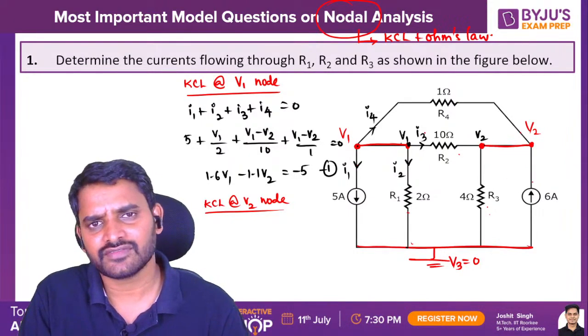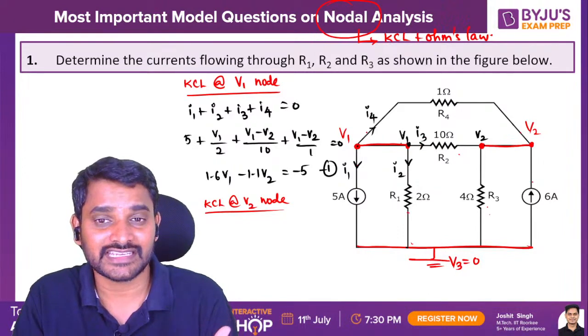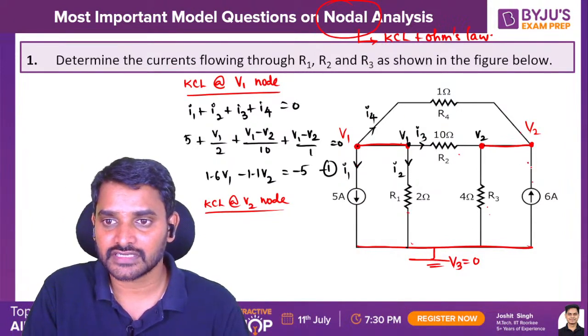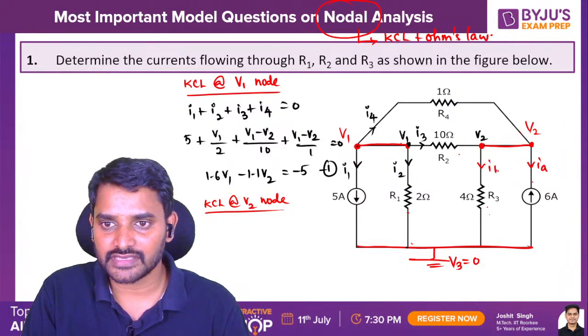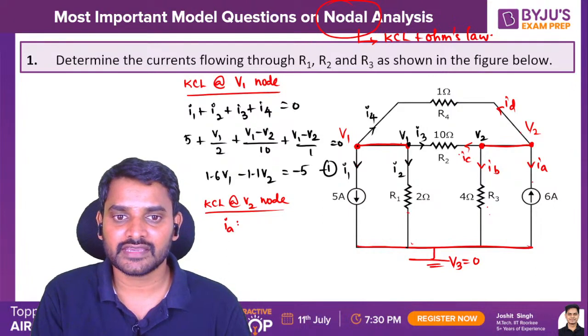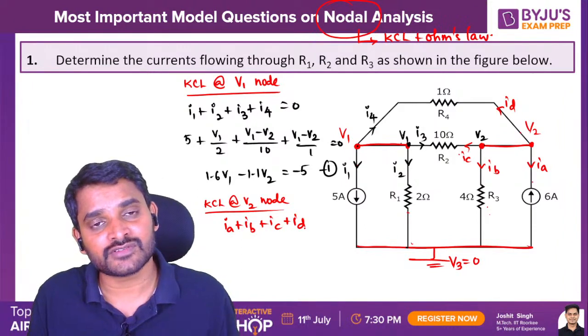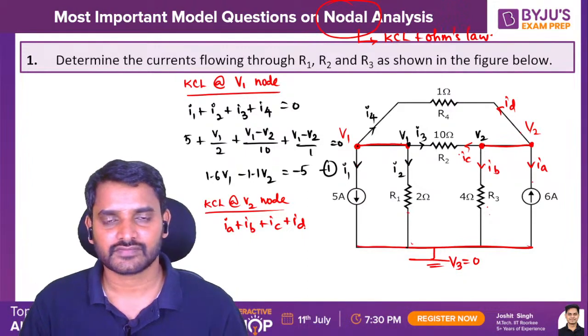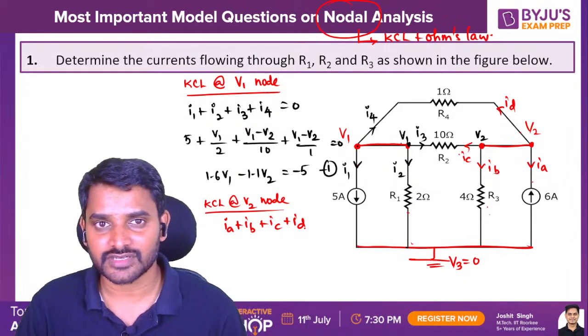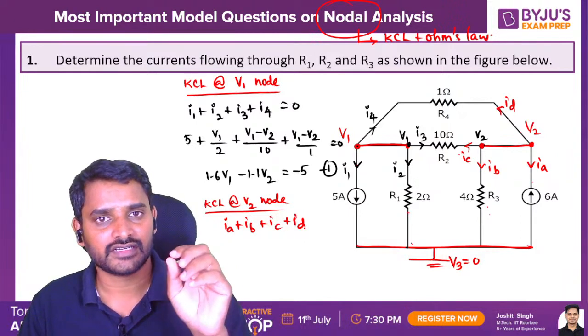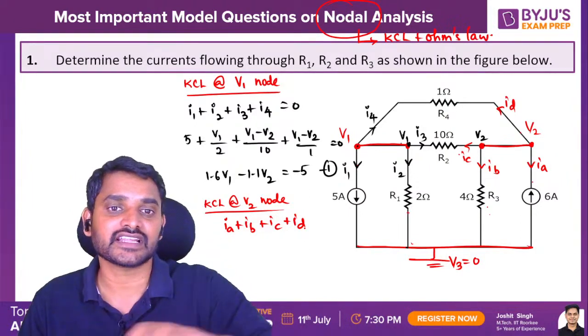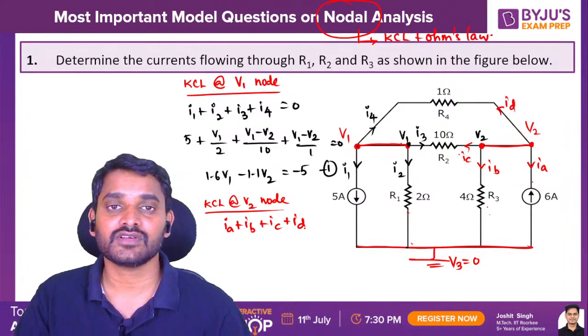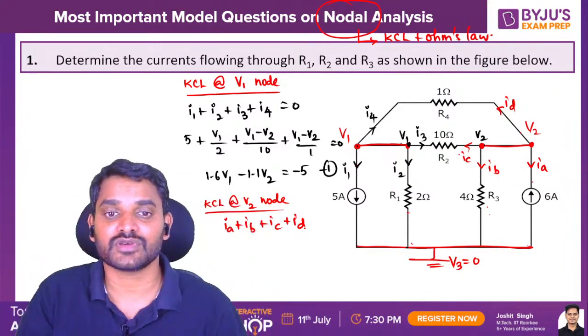So you can take up I1, I2, I3, I4. If you are getting any confusion, you can mention them as IA, IB, IC, and ID. So it will be IA plus IB plus IC plus ID. Why are all the currents leaving the V2 node? Because the V2 node voltage should be greater than any other potentials in the network. That is a point you need to remember every time. Whenever you are writing an equation at any node, that node voltage is greater than any other voltages in the network. Then only do currents flow from higher potentials to lower potentials.